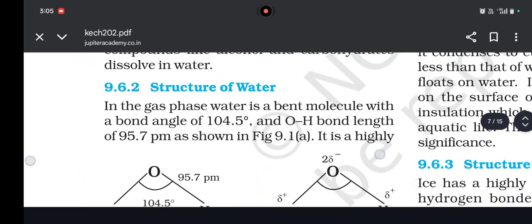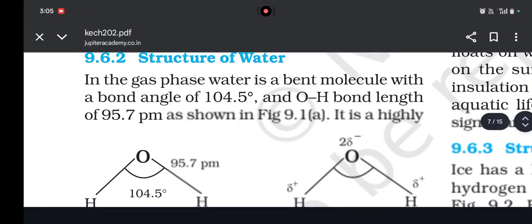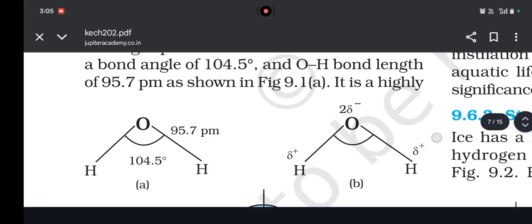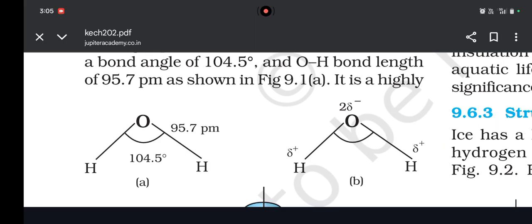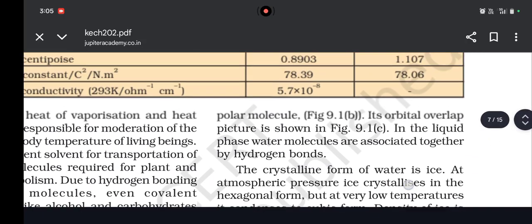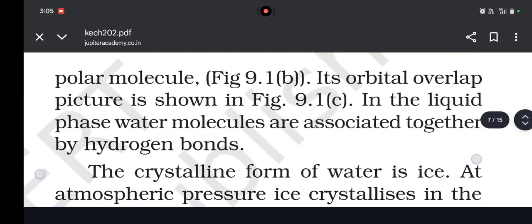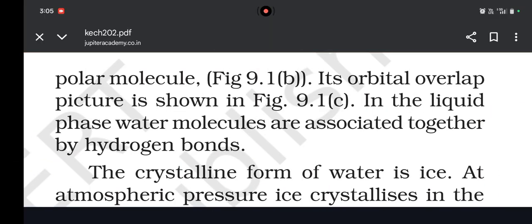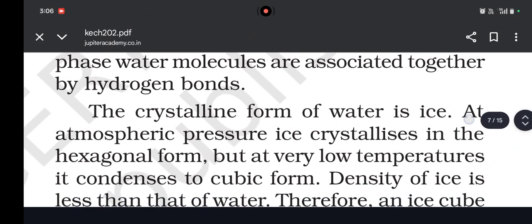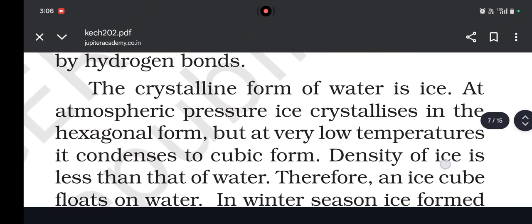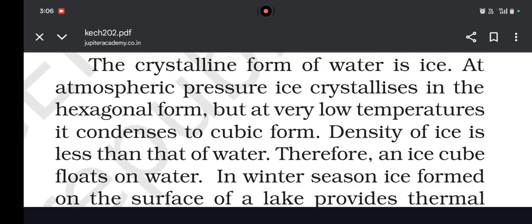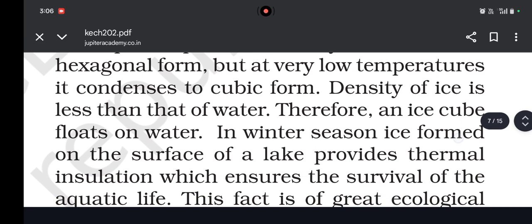Structure of water. In the gas phase, water is a bent molecule with a bond angle of 104.5 degrees and an O-H bond length of 95.7 pm, as shown in figure 9.1. It is a highly polar molecule. Its orbital overlap picture is shown in figure 9.1c. In the liquid phase, water molecules are associated together by hydrogen bonds. The crystalline form of water is ice. At atmospheric pressure, ice crystallizes in the hexagonal form, but at very low temperature it condenses to form cubic form.